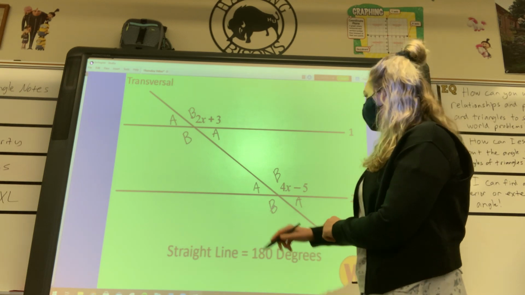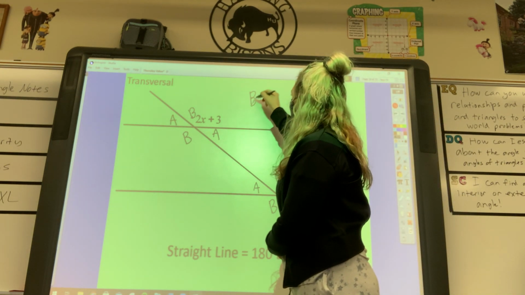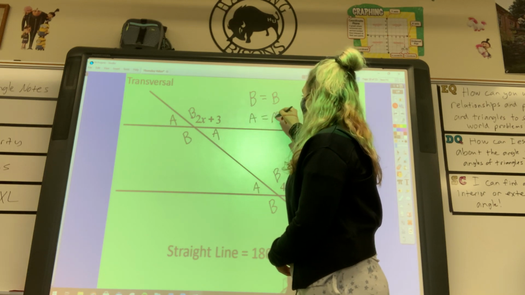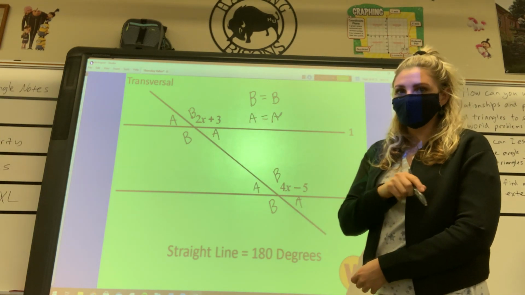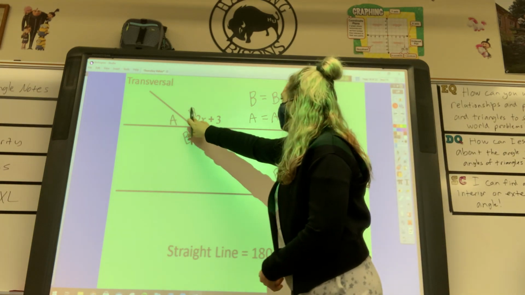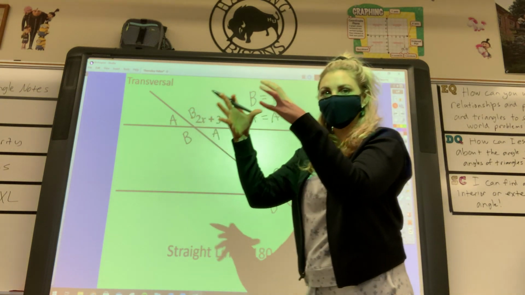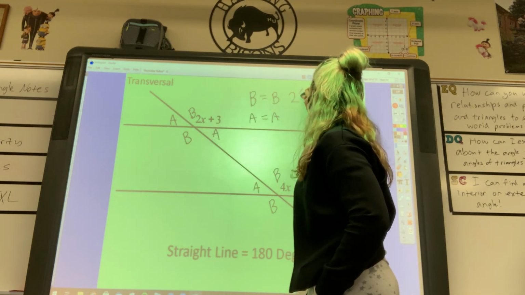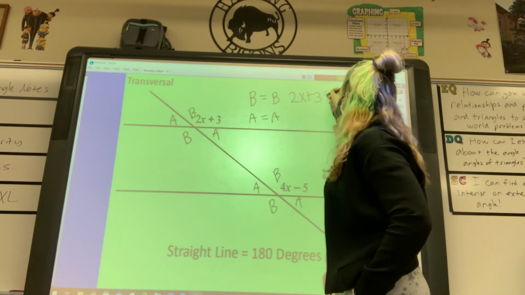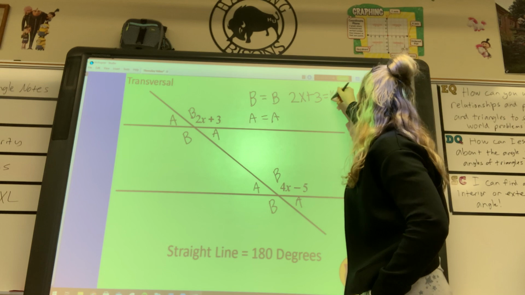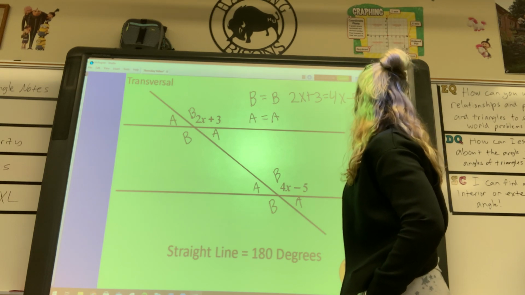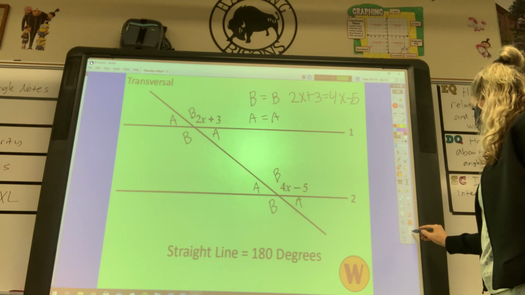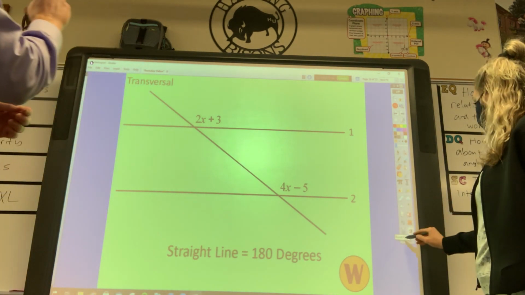So what we know is that B equals B, right? And A equals A. So in that last slide with what Mr. Campbell did, if we know that B, we now have some variable action going on. So we know that our 2x plus 3 has to equal 4x minus 5. And then you solve it. And then you solve just like Mr. Campbell did.